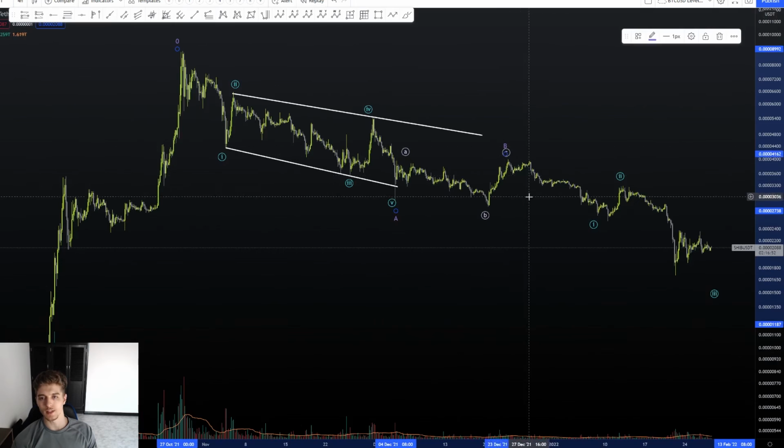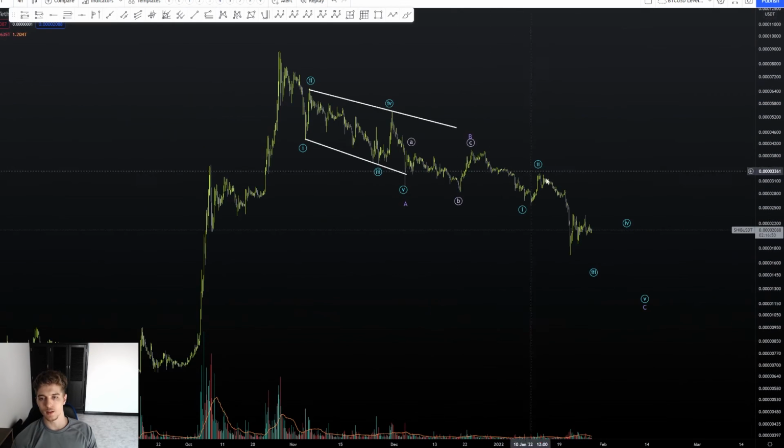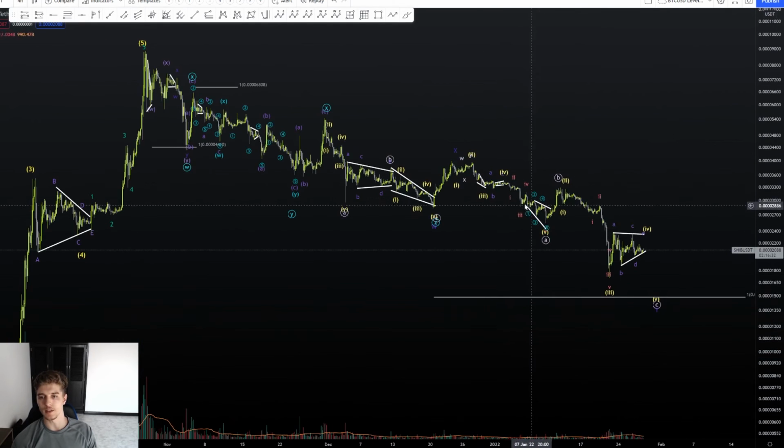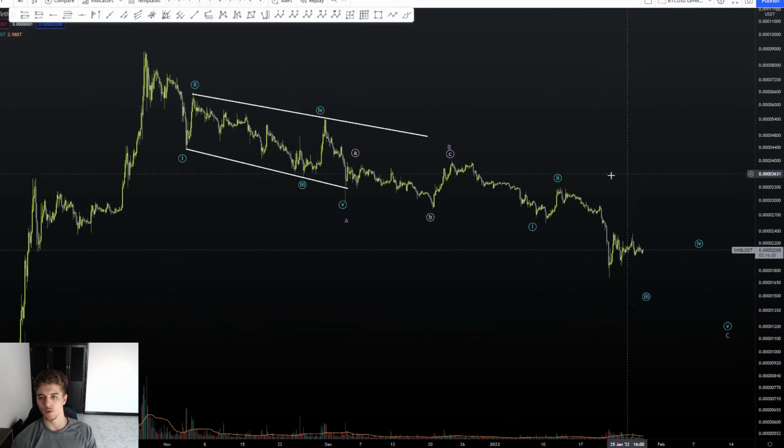So that would be the B wave of this zigzag, and then this would be basically the same count that I just showed you guys right here. So the subdivisions are the same essentially, but instead of calling this a 1, 2, 3, 4, 5, in this count we're calling it an ABC. But the subdivisions for this section would remain the same. So I'll show you guys the zigzag count once more.